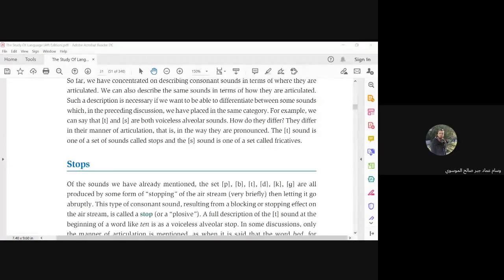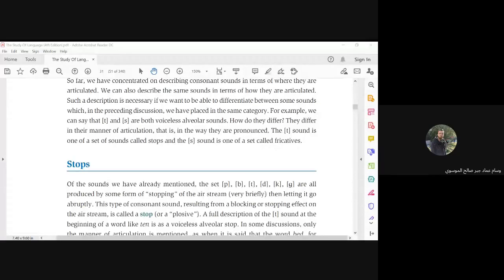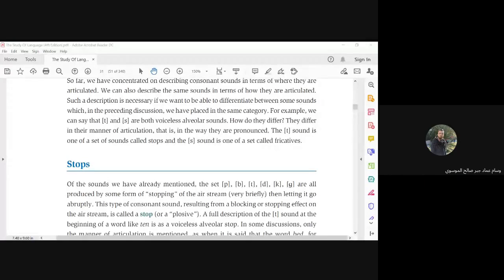Wissam. Yes. In brief, the breath is completely stopped at some point in the mouth by the lips, tongue tip or tongue back, then released with a slight explosion. Yeah. For example, we have these sounds, B and P. Explain one sound. Can you explain one sound? How is it a stop?